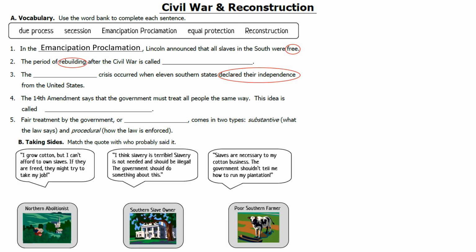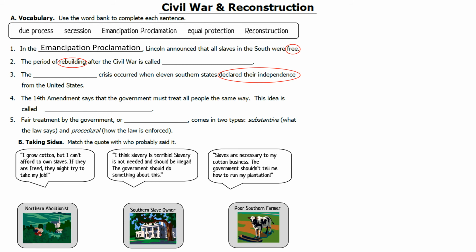All right, our next one talks about taking sides. Match the quote with who probably said it. So we're talking about northern abolitionists, people who didn't like slavery, a southern slave owner, or a poor southern farmer. Let's look at that first one. I grow cotton, but I can't afford to own slaves. If they are freed, they might try to take my job. So who would be mostly concerned about that?